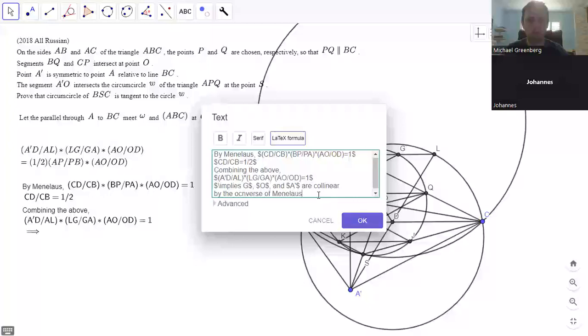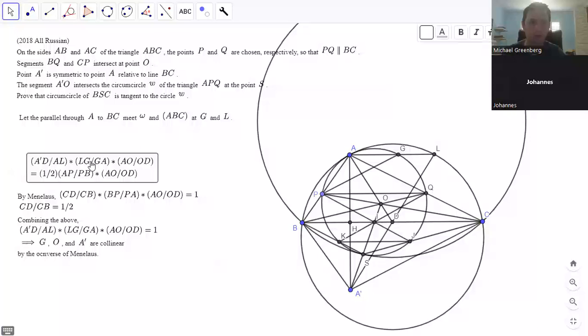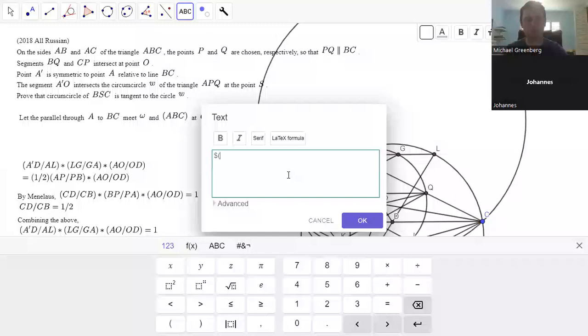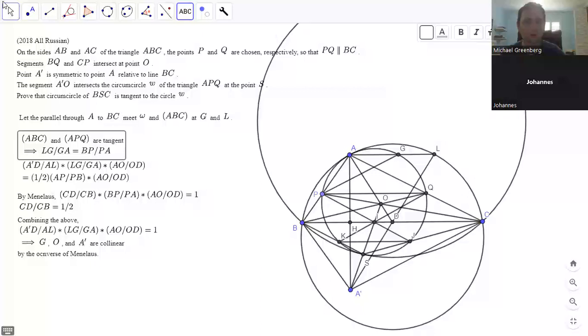So we did use that APQ and ABC are tangent, when we said that LG over GA is AP over PB. So I'll just say that ABC and APQ are tangent. It's BP over PA. Right. That's step one. So, okay, now we have point I.